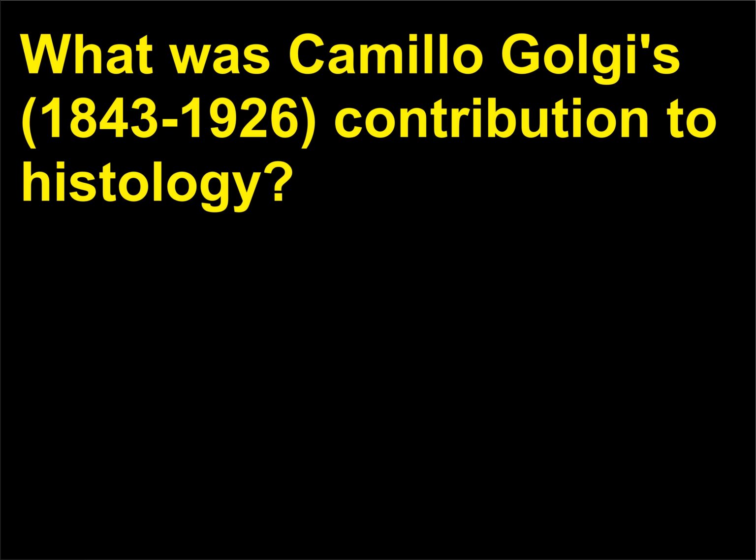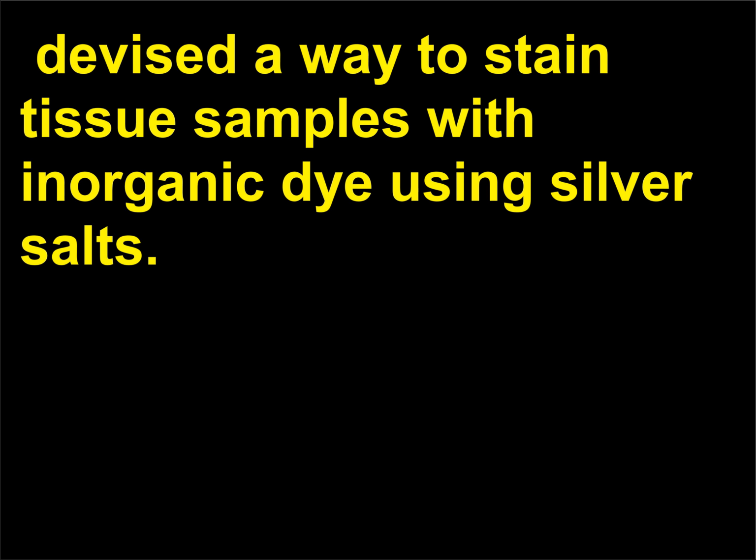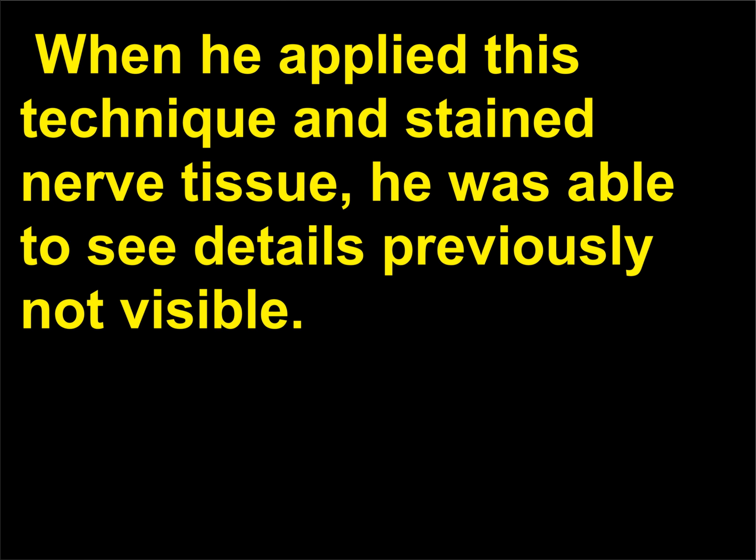What was Camillo Golgi's, 1843 to 1926, contribution to histology? In 1873, Camillo Golgi devised a way to stain tissue samples with inorganic dye using silver salts. When he applied this technique and stained nerve tissue, he was able to see details previously not visible.